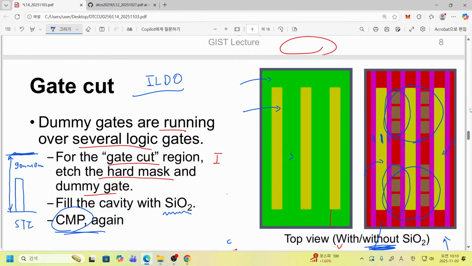Actually, the height of ILD0 is determined by the hard mask we introduce on top of this dummy gate. This hard mask top surface really determines the height of the later ILD0. Of course, we have a slight overetch, but the sum of dummy gate height and hard mask thickness becomes the thickness of ILD0. It's not exactly, but anyway, this is quite important for our ILD0 thickness.